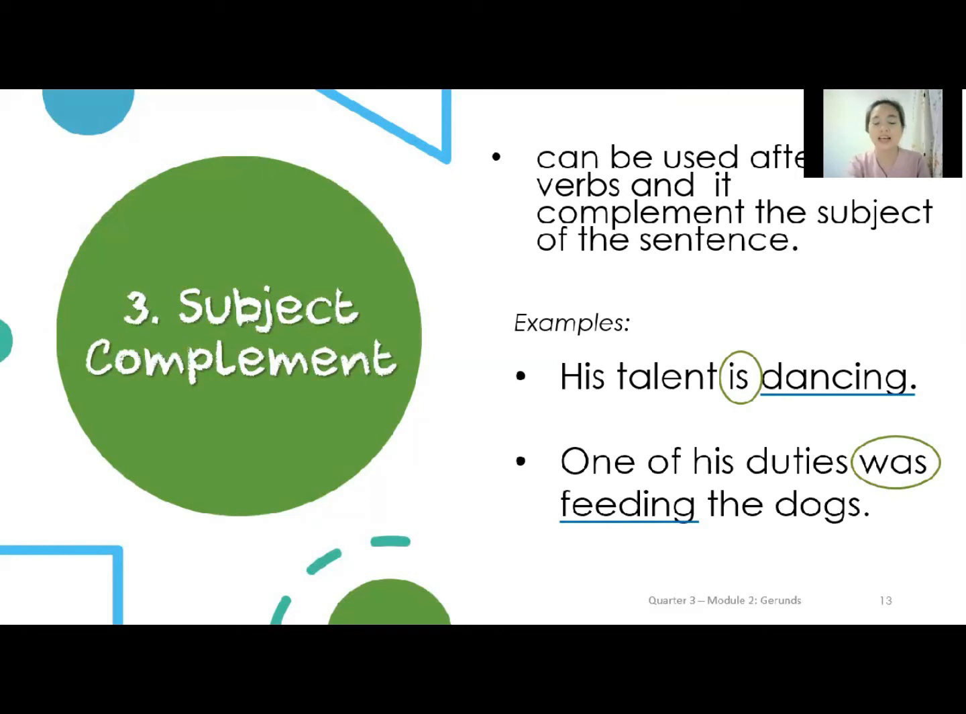So again, in order to find out if the gerund functions as a subject complement, it should be found right after any of the linking verbs, such as is, are, was, and were. Do you understand? All right. Let's now proceed to the fourth function of the gerund. Oh, I forgot: feeding the dogs is our gerund phrase.